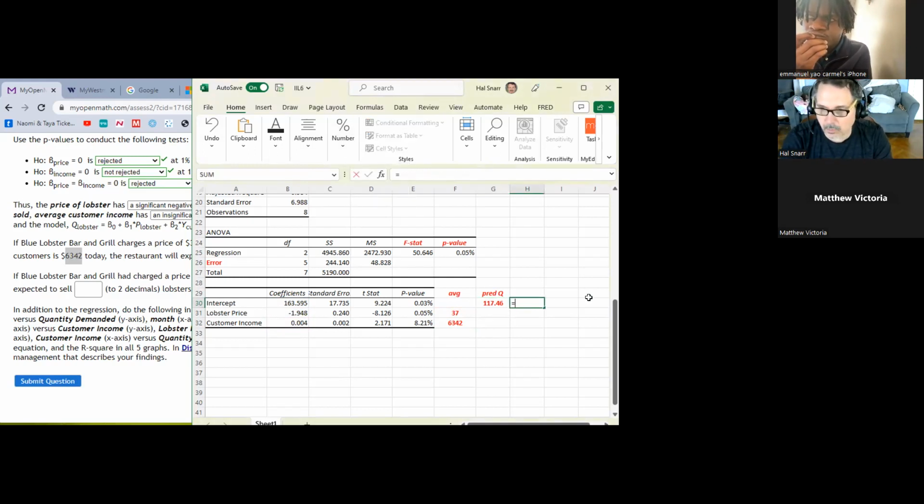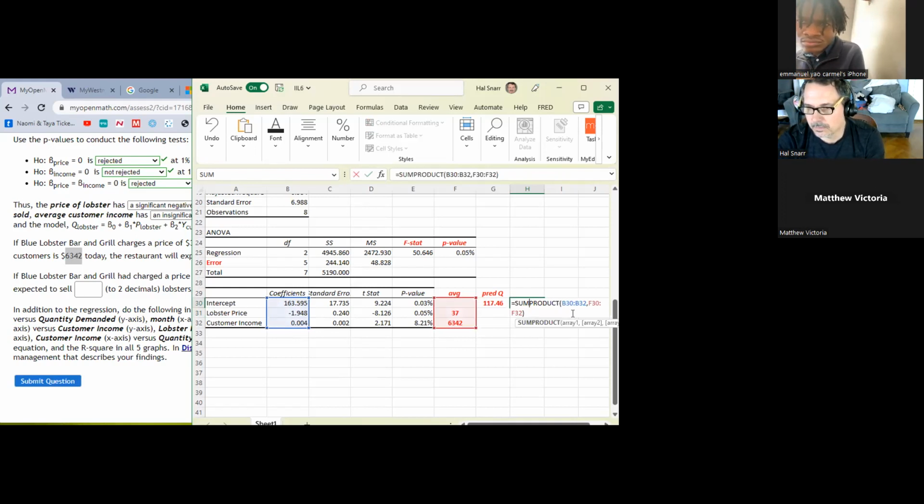Another way to do that is to do this. You can use equal sum product. My first array are these three numbers. My second array are these three cells. There's nothing in that cell right there. See that? That's another way to do it. You should get the same number.